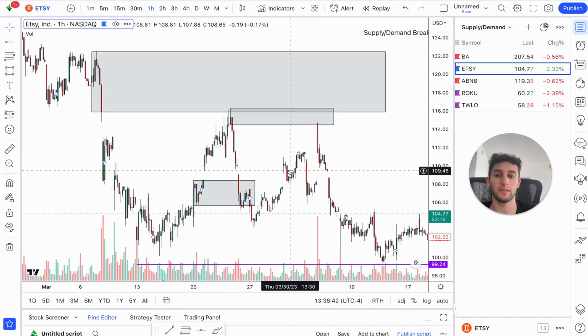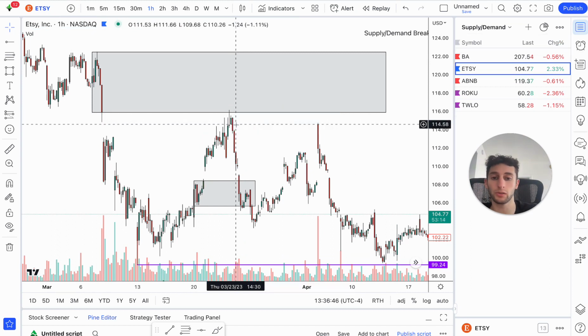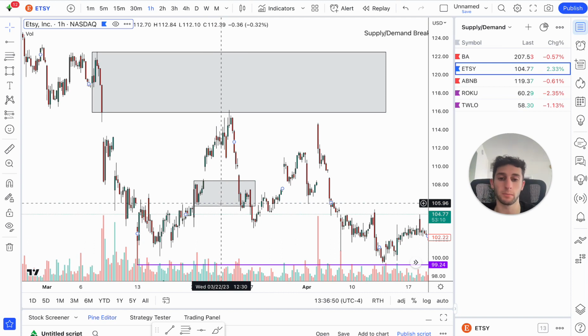Now, obviously, you can simply just get in right at this supply zone, but the reason I use confirmations, such as waiting for that reaction, waiting for that demand to break, is that you're going to have a much better win percentage.